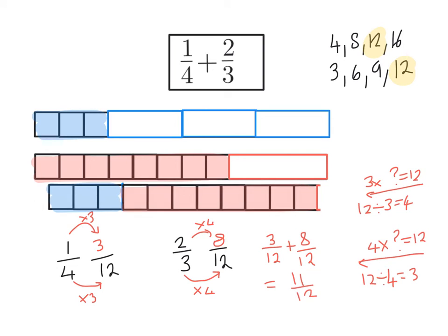So 3 add 8 is 11/12. See here how you do not add the denominator. You don't need to, because you're just adding these 3/12 to these 8/12, which means altogether I've got 11/12.